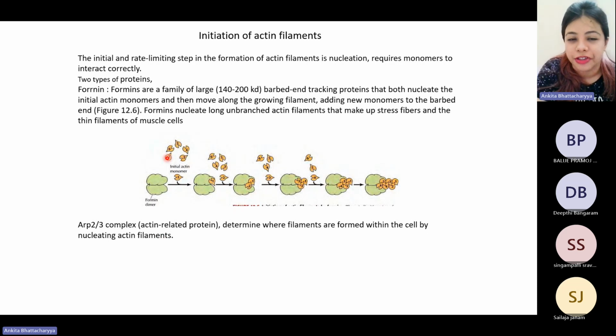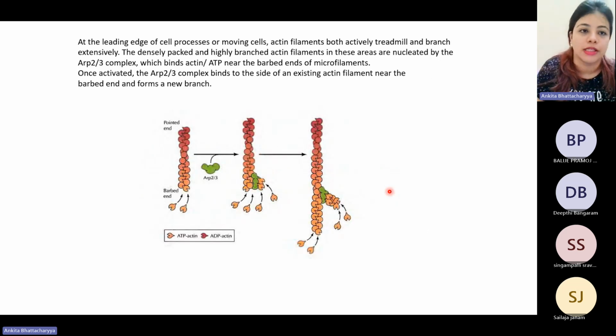Just for your understanding here, 6 such monomers have been shown. So you can see that in the order of addition, 1, 2, 3, 4, it is getting added and it is eventually forming the F actin or the filamentous actin that you are more commonly familiar with. And another protein, the ARP2/3 complex, determines where the filaments can be formed within the cell by these initial filaments.